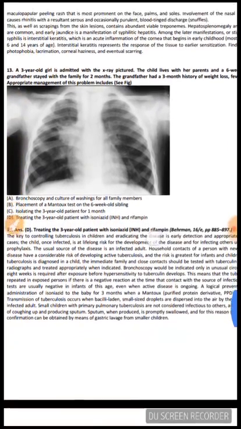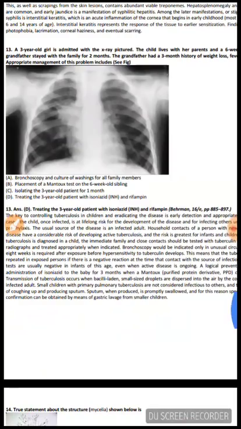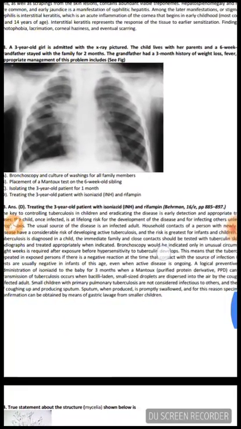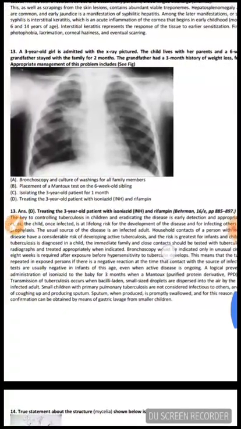So moving to question number 13, a 3-year-old girl is admitted with an X-ray. The child lives with her parents and 6-week-old brother. Her grandfather stayed with the family for 2 months. The grandfather had a 3-month history of weight loss, fever, hemoptysis.